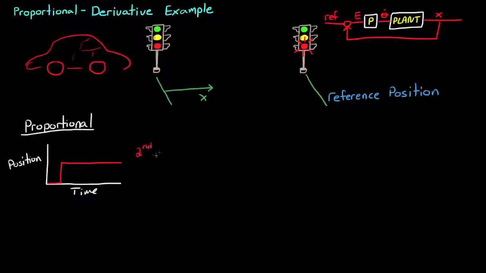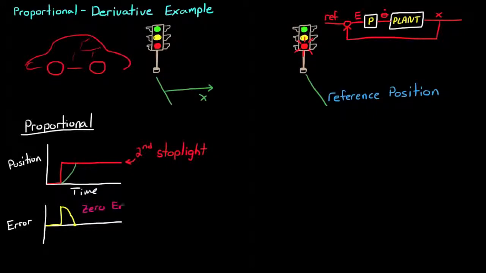Again, your reference position would step up to the position of the second stoplight. And since initially your error is large, you apply a large proportional change in pedal angle. The car begins to accelerate, and as you get closer to the stoplight, the error gets smaller and smaller, and the magnitude of the change of pedal also gets smaller. Eventually you arrive at the light, and right when you're there, the error goes to 0 because you're at the position you want and you stop changing the angle of the pedal.